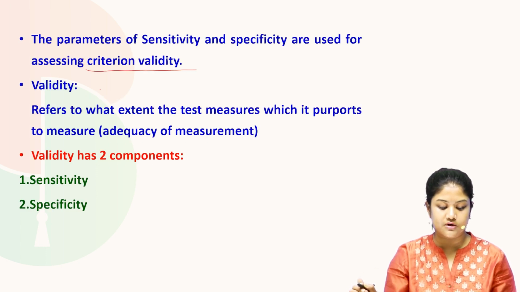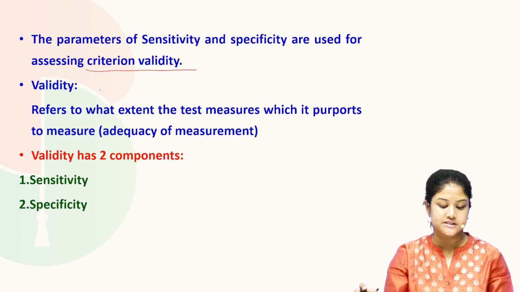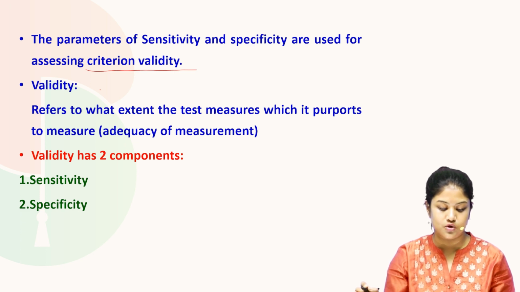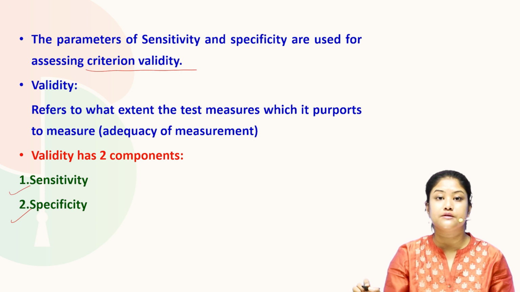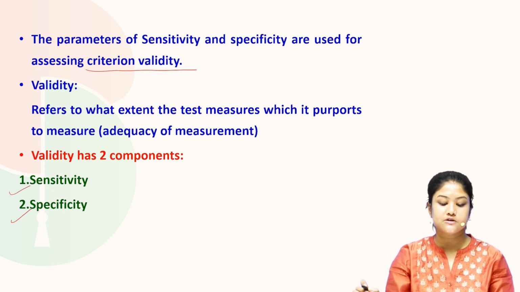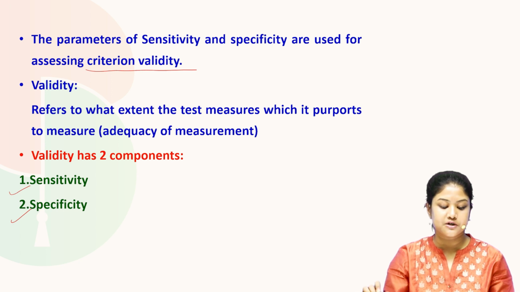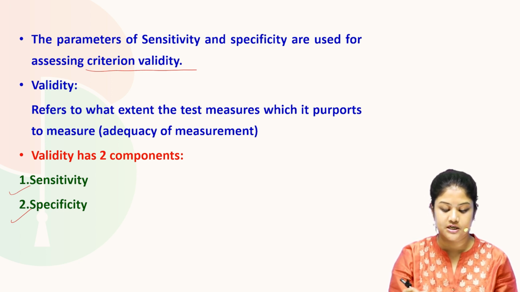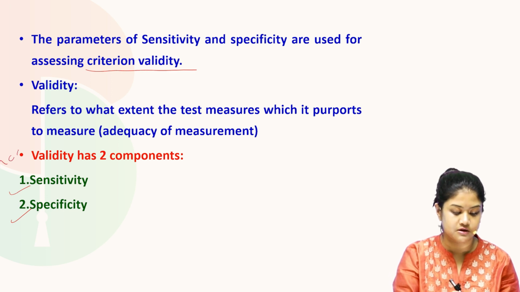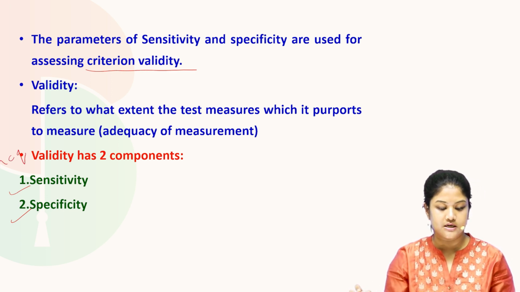So another probable question that may arise is, validity has two components, that is sensitivity and specificity. So another MCQ that you might be asked is, what are the components of validity? So you may be given different options, and from that you have to choose sensitivity and specificity. So this may be another MCQ question.